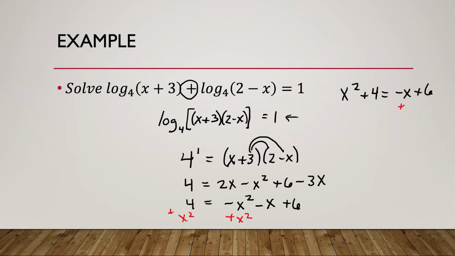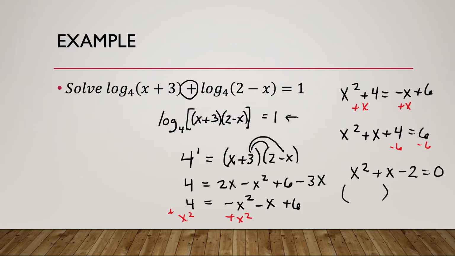I'm going to add the x to both sides. So now I have x squared plus x plus 4 is equal to 6. And then finally I'm going to subtract off the 6. So I have x squared plus x minus 2 is equal to 0. Now my hope is that I'm going to be able to factor this quadratic equation.